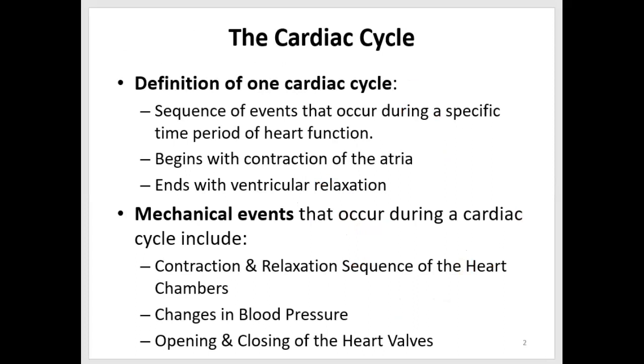The term cardiac cycle refers to the sequence of events that occur during a specific time period of heart function. It begins when both atria contract and ends when both the ventricles and the atria are relaxed. However, the cardiac cycle is, as its name implies, a cycle, and so the beginning or the end is an arbitrary time point. There are many mechanical events that occur during one cardiac cycle.